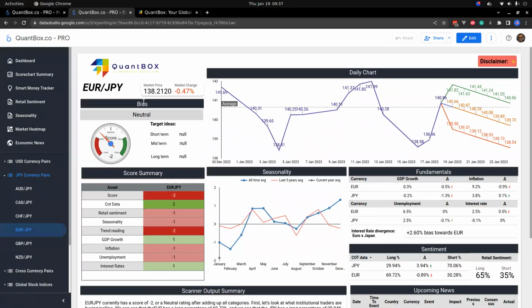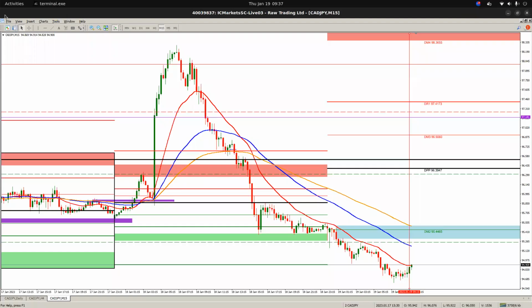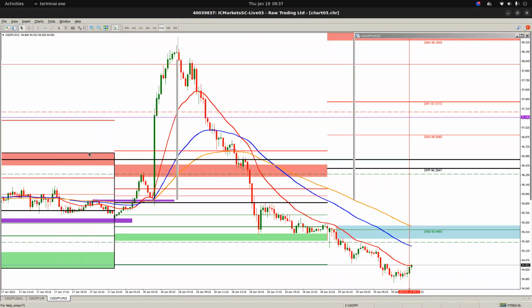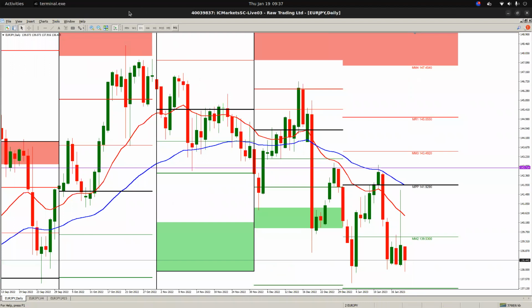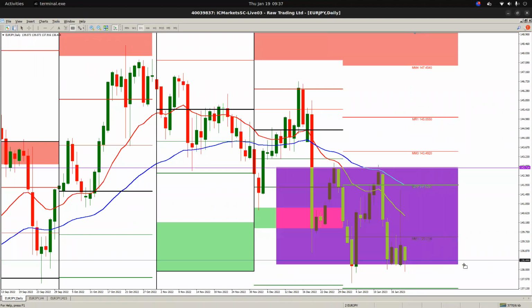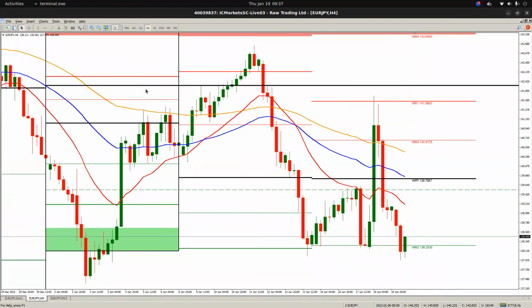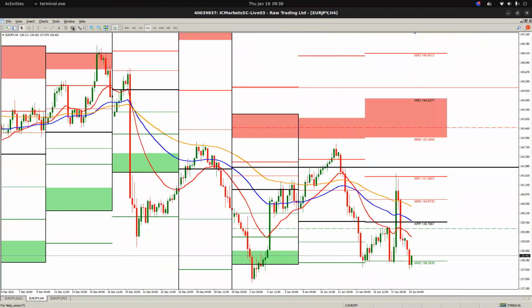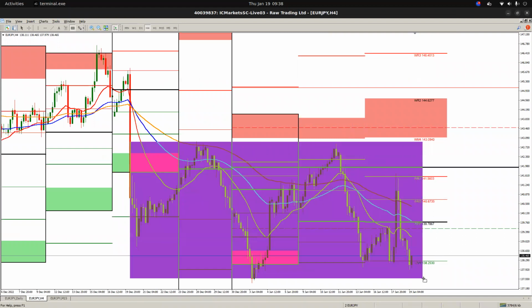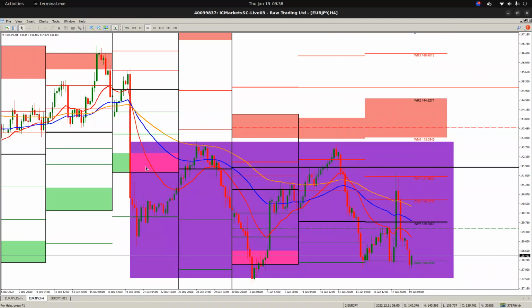Okay, Euro yen. So Euro yen, neutral. Look at Euro yen over here. So Euro yen daily, let's trap this in the range. Okay, currently at the bottom of the range. Let's trap this in the range. Let's take it from the high to the low, like that.